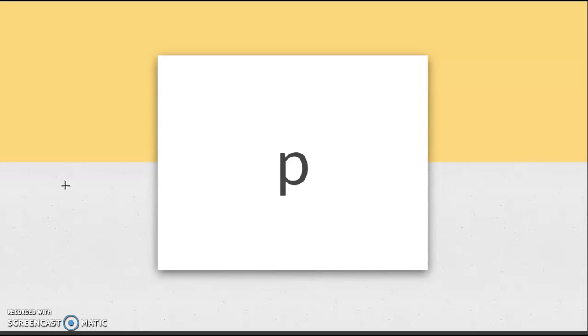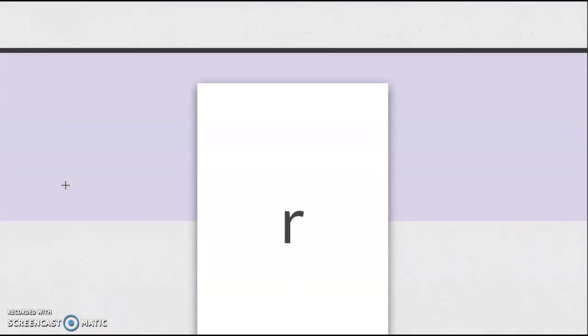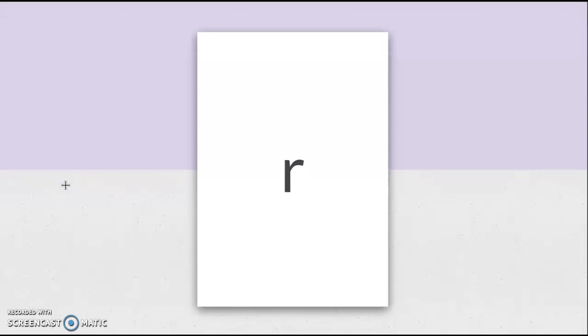This is the letter P. P makes the P sound. Can you make the P sound with me? P. Our next letter is letter R. R makes the R sound. Can you make the sound with me?